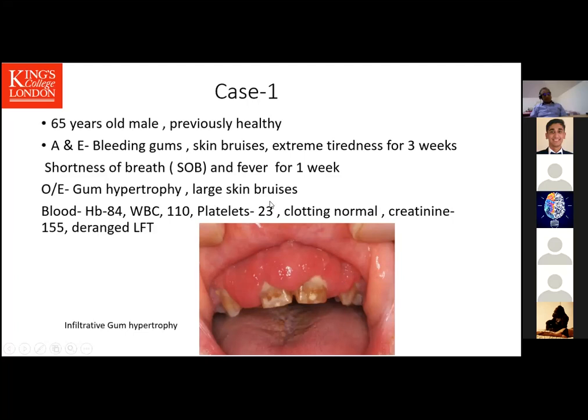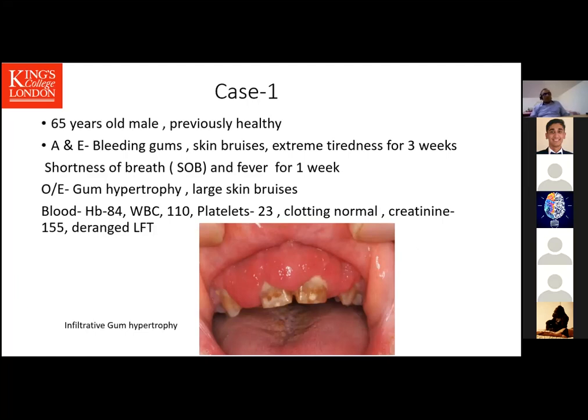He has got large skin bruises, and because of this bleeding and not looking good, and his temperature is high, they did a blood test. They found hemoglobin of 84, white cell count of 110, platelets 23, clotting was normal, creatinine was particularly high at 155, and he had deranged liver function tests.